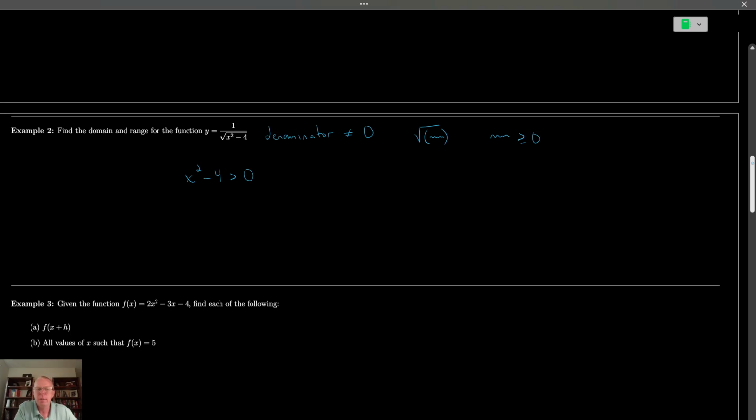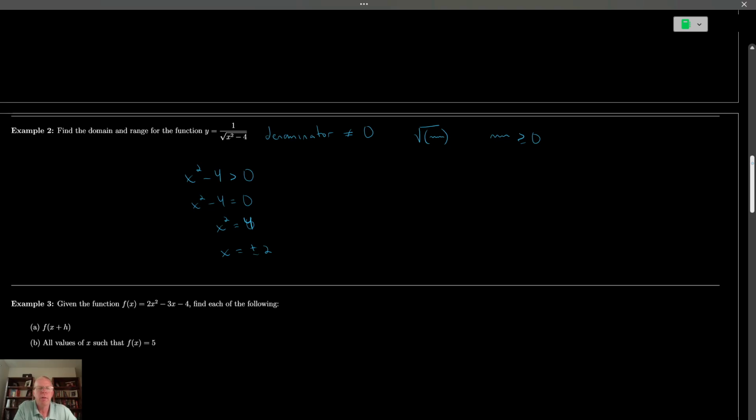This is a nonlinear inequality, so really we just need to worry about this and treat it like it's an equation, and then we'll worry about the inequality in a minute. So x squared equals 4, and we get x equals plus 2 or minus 2. Negative 2 would also solve this equation here.